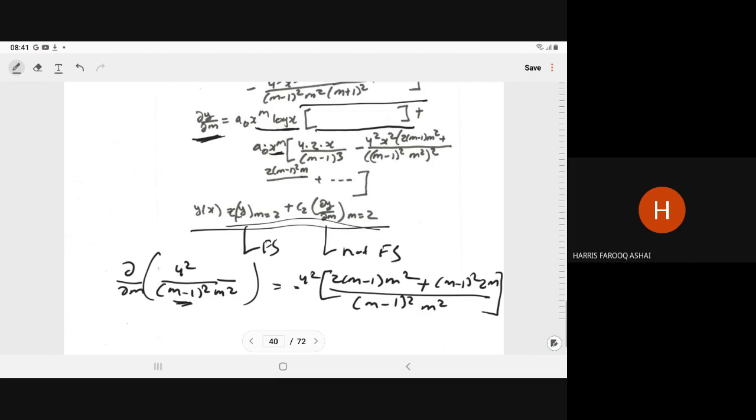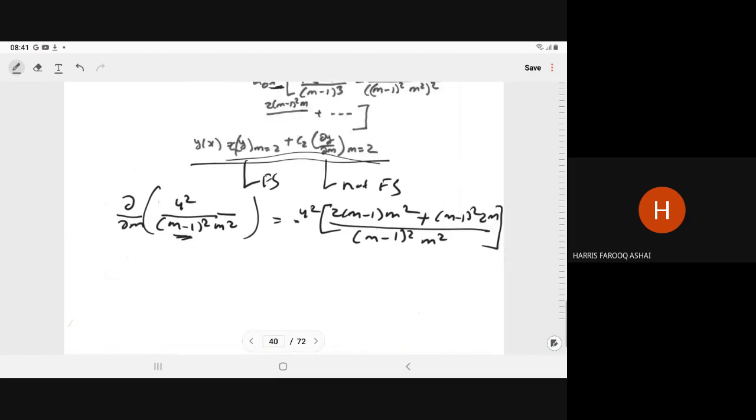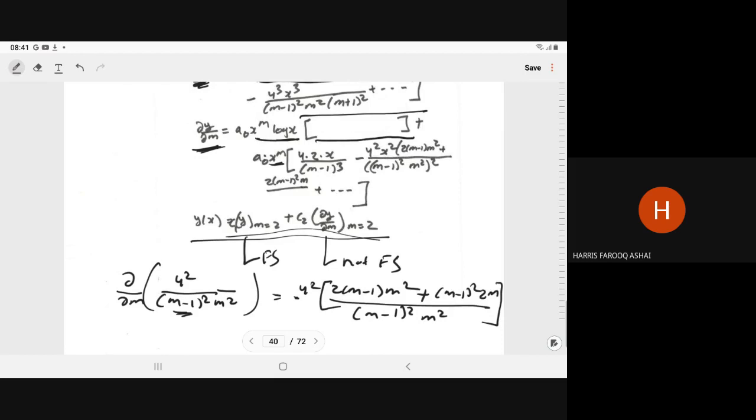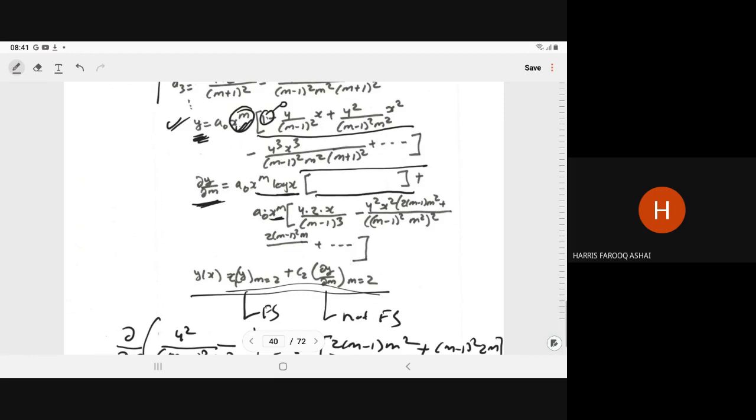Is this derivative part clear now, or do I have to re-explain? Here we are talking about how to determine the second linearly independent solution. For that, first we have to write the y in terms of the m: x to power m into a naught plus a1x plus a2x square and so on. So here we have put.